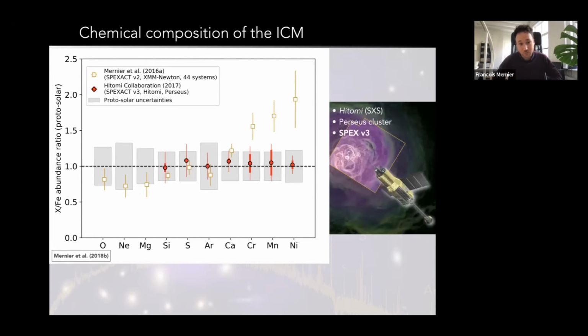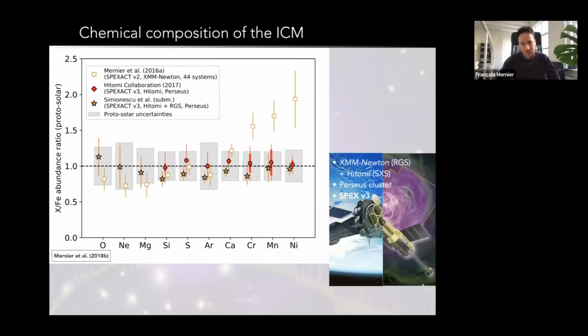But then Hitomi came, and Hitomi was completely revolutionizing because it looked at the Perseus cluster with exquisite spectral resolution. Plus, as I told you, SPEX and also the APEC model were updated to match the observations much better. What Hitomi found is that all these ratios are remarkably similar to the solar ratios. There's also another very nice study of the Perseus cluster with both Hitomi and XMM-Newton RGS, completing the alpha ratios here.